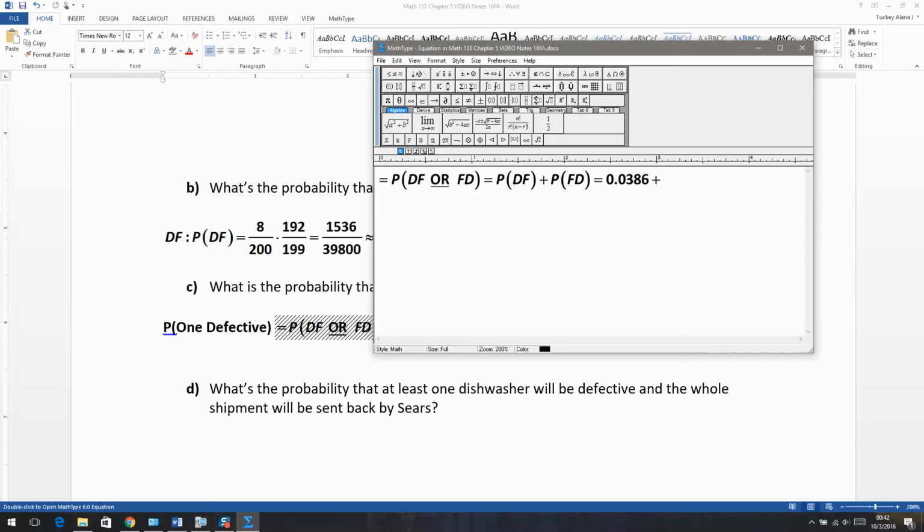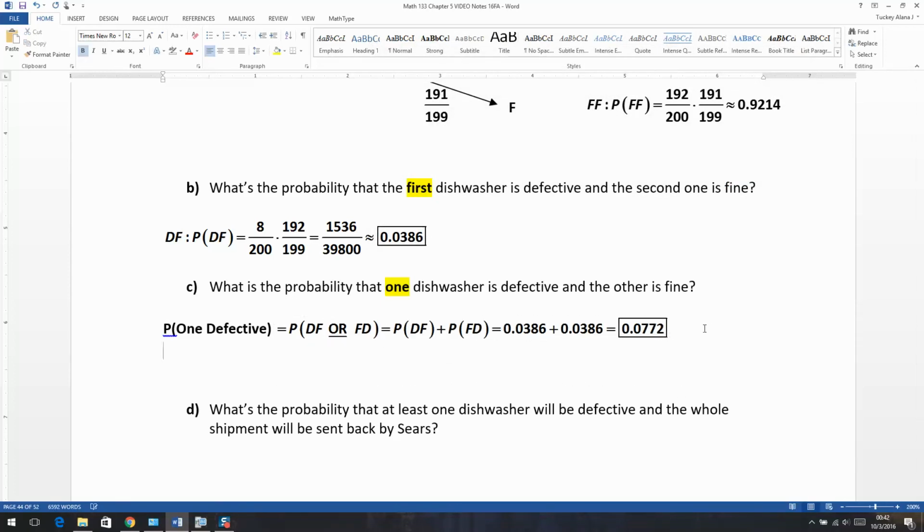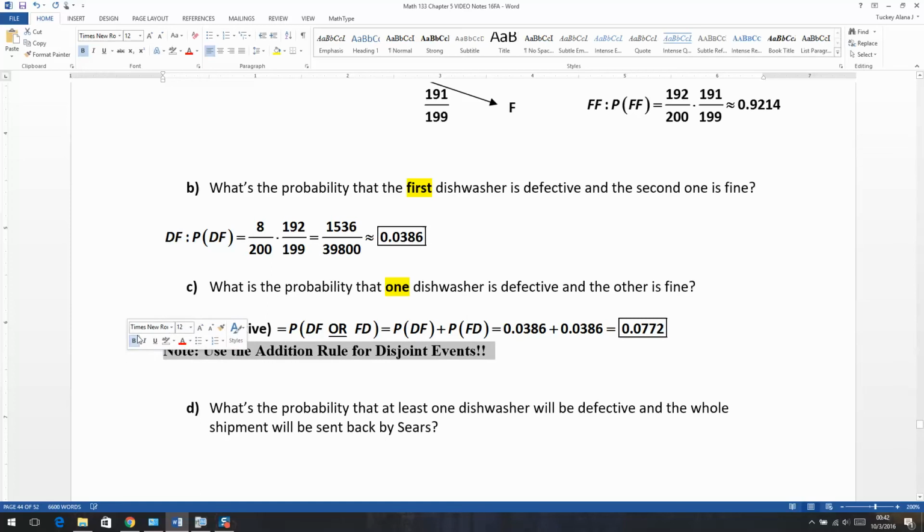So I need the probability of df, which is 0.0386, plus the probability of fd, which is another 0.0386, convenient, which ends up being 0.0772 when you add those two up. So notice we're using the addition rule here. Let's make a note. For disjoint events, because these events were disjoint, right? You can either be df or you can be fd, but you can't be both at the same time.